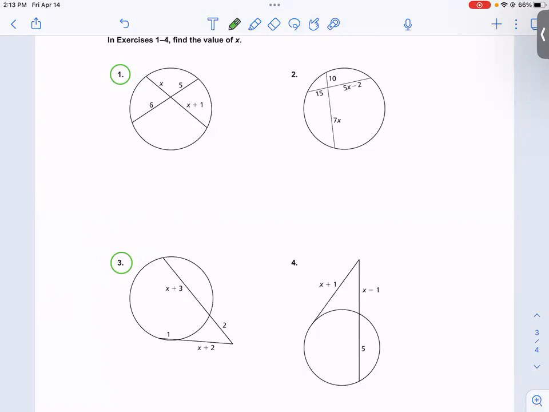So for this theorem, if you have a circle like this, set it up. And this one's obviously smaller. So would it still be this times this equals outside times whole? Yes. It's proportional.